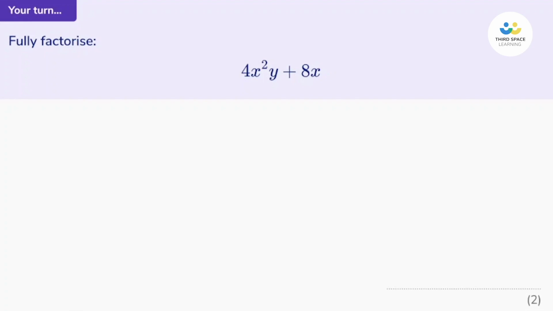Okay, let's go through this. Now we've got fully factorise, and it's 4x squared y plus 8x. So let's think about what this means. Well, 4x squared y means 4 multiplied by x multiplied by x multiplied by y. And the 8x means 8 multiplied by x.